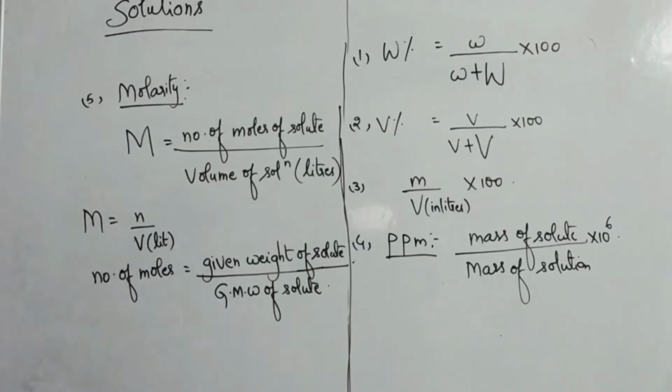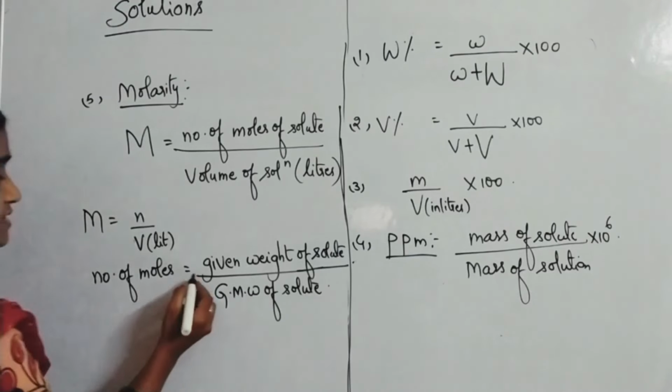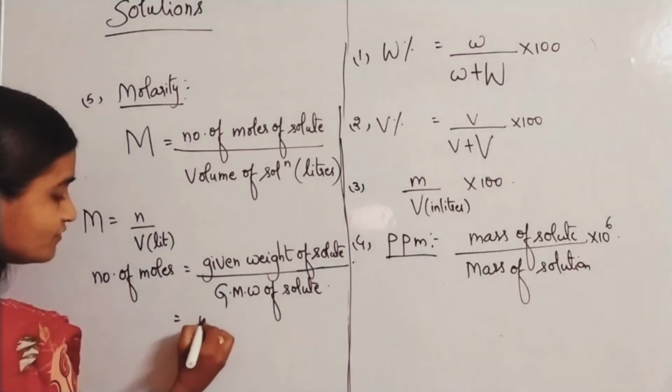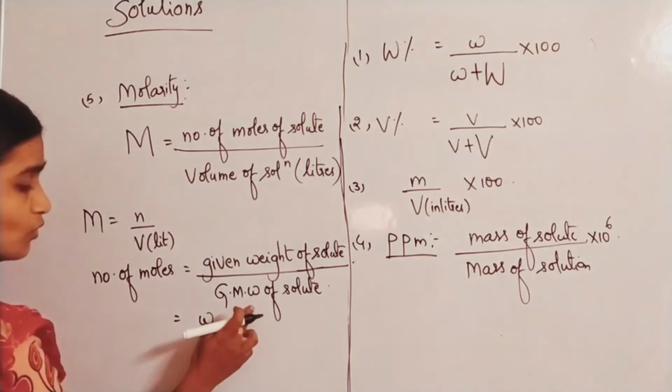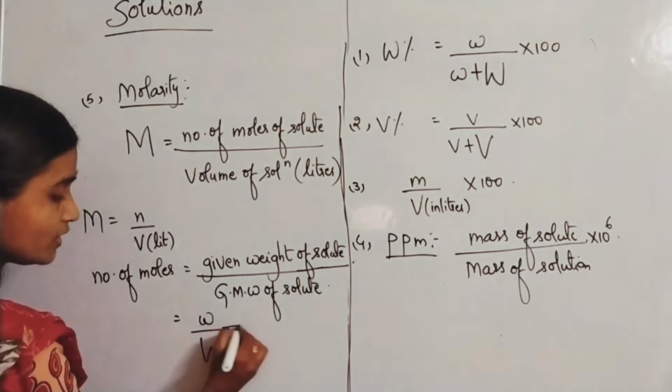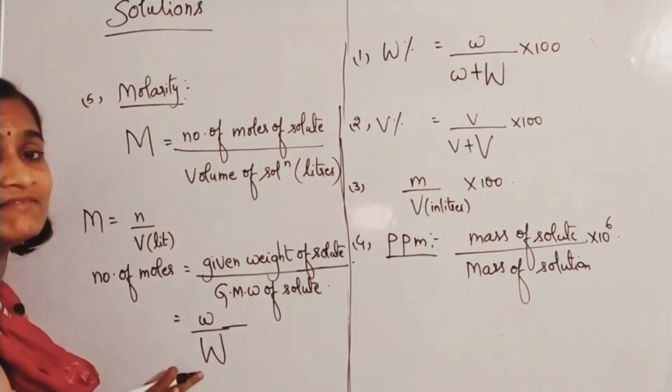Please remember, N stands for what? Number of moles. Okay, now N stands for number of moles. Suppose if you take a small w to be the weight of the solute and capital W to be the weight of the molar mass of the solute. Okay, capital W, or sometimes they will give it as what?